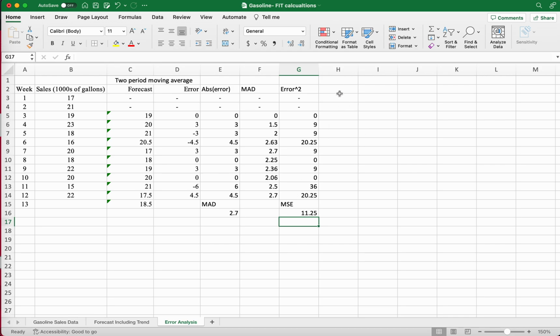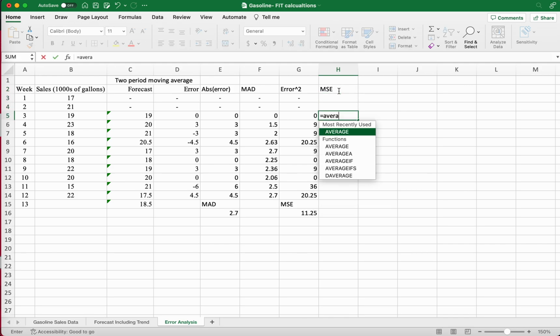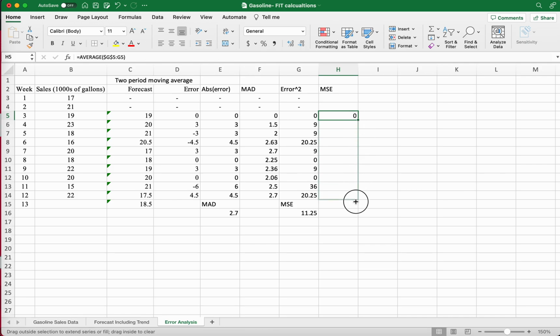And finally, you can also keep a running total of the mean squared error. So if I do the average of this, ending at the same point, then I average it out, so it'll end up in the same place. So yeah, 11.25. So that's our mean squared error. So that's what you get. So you can either keep a running total or you can just calculate the mean squared error at the end.